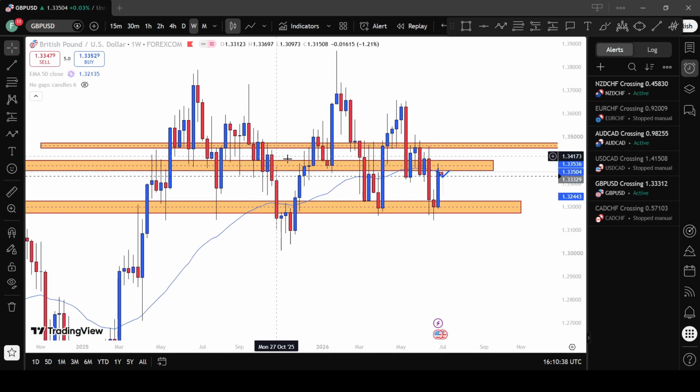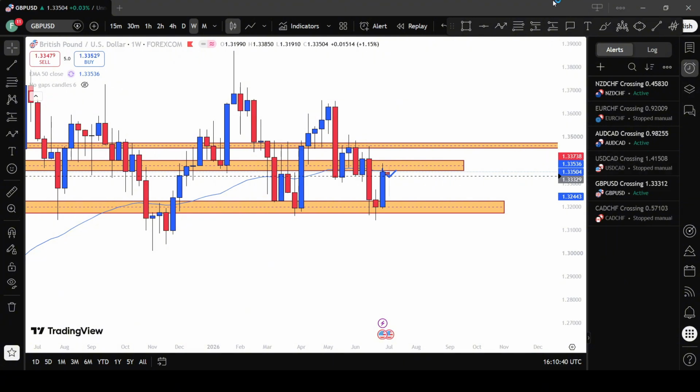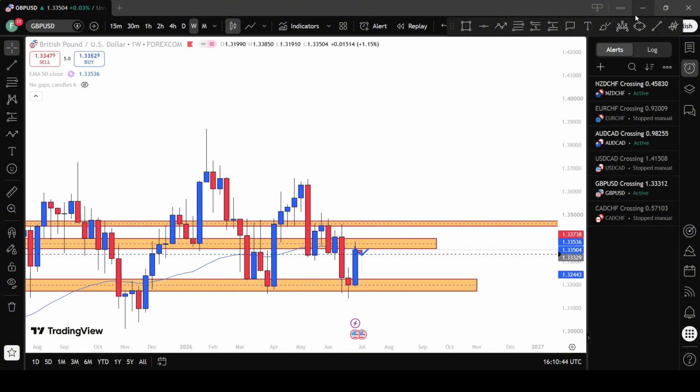First and foremost, I just want to state that we're going to do a top-down analysis. When we're talking about top-down, we're talking about the trend of the market, the area of interest, and the entry. Those are three major concepts when you're talking about top-down analysis. So let's get into the trend first.